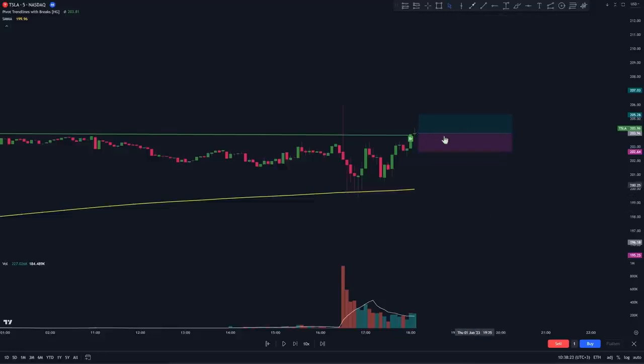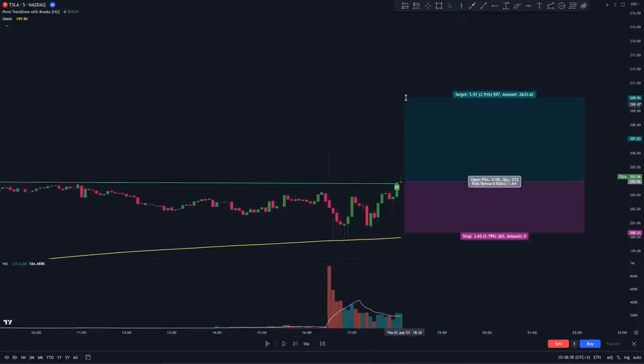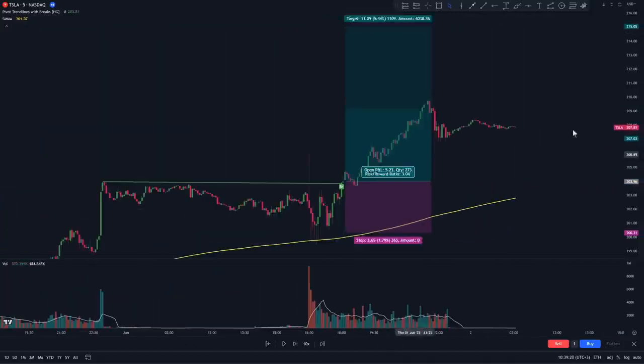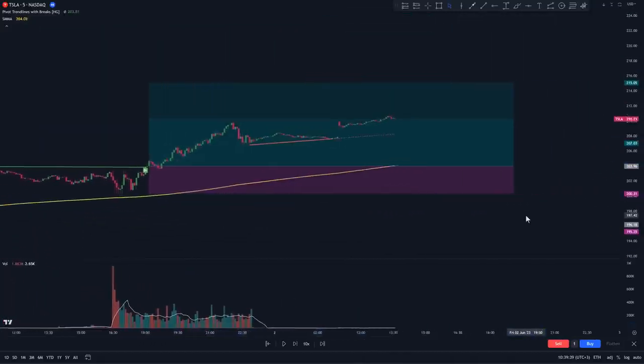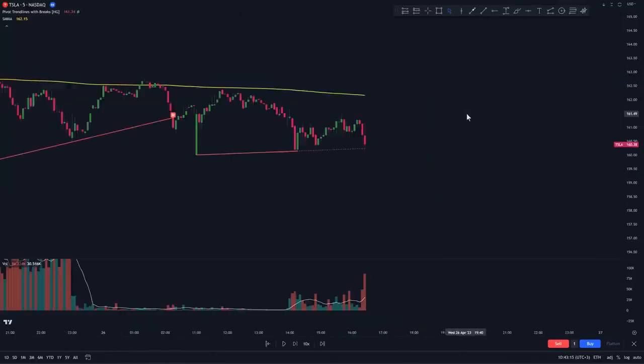The stop loss is going to be set below the most recent swing low. For the take profit, we're going to set it at 3 times the risk. We let the trade run. And take profit.